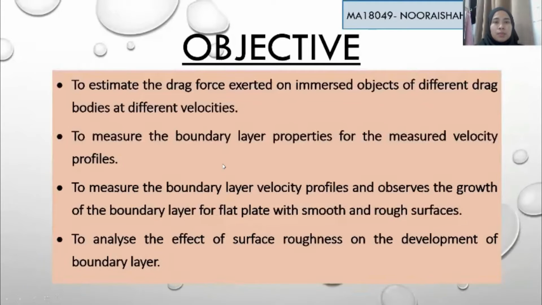Next, I will explain the objectives of the experiment. The first objective is to estimate the drag force exerted on immersed objects of different drag bodies at different velocities. The second objective is to measure the boundary layer properties for the measured velocity profiles. Third, to measure the boundary layer velocity profile and observe the growth of the boundary layer for a flat plate with smooth and rough surfaces. And the last objective is to analyze the effect of surface roughness on the development of the boundary layer.